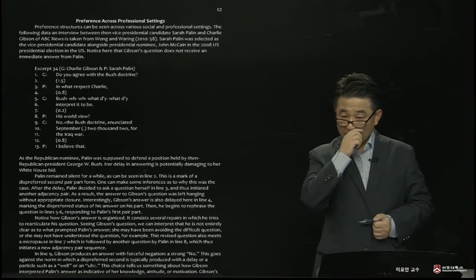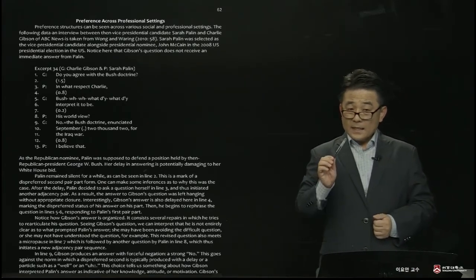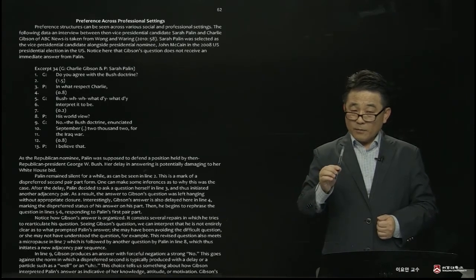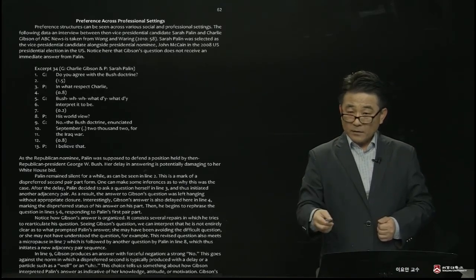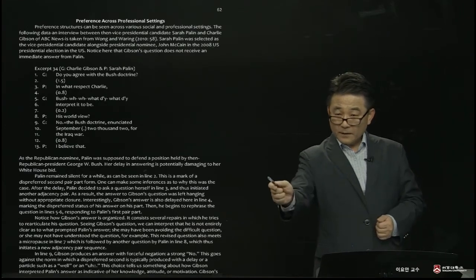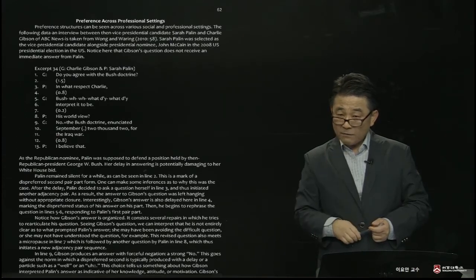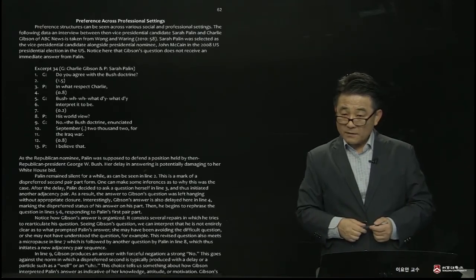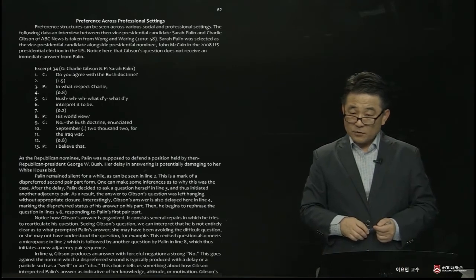After the delay, Palin decided to ask a question herself in line 3, and thus initiated another adjacency pair. So in other words, instead of answering the question, Palin asked another question, which is to say, rather than producing a second pair part, Palin initiates another adjacency pair. So now it's Gibson who has to answer. Right? So as a result, the answer to Gibson's question was left hanging without appropriate closure. Interestingly, Gibson's answer is also delayed here in line 4. So Gibson, in line 4, produced a pause, marking the dispreferred status of his answer on his part. Then he begins to rephrase the question in lines 5 to 6, responding to Palin's first pair part.